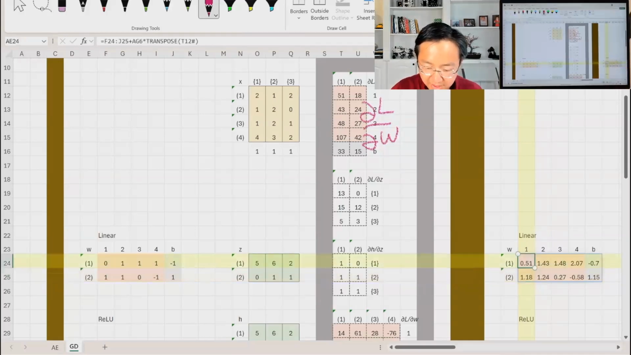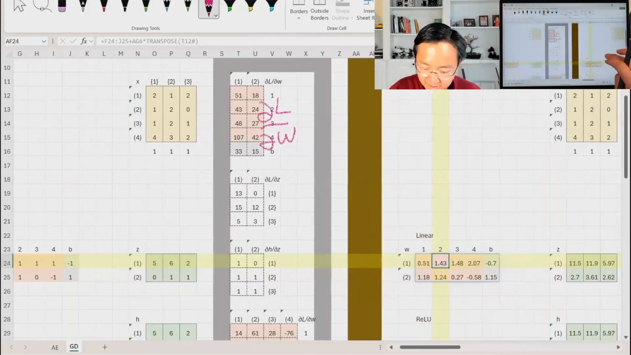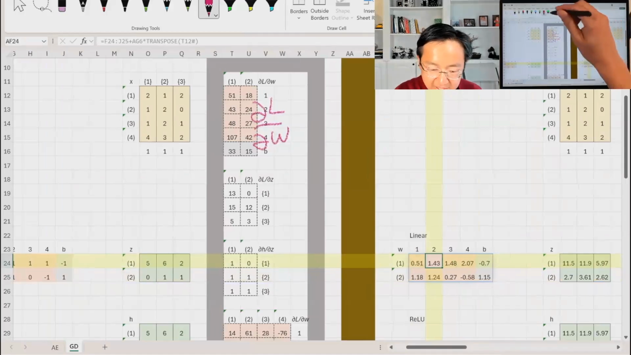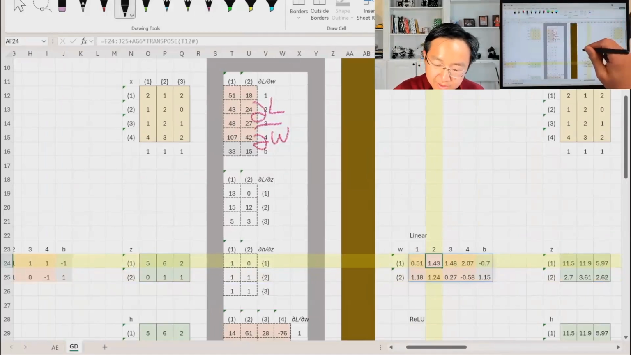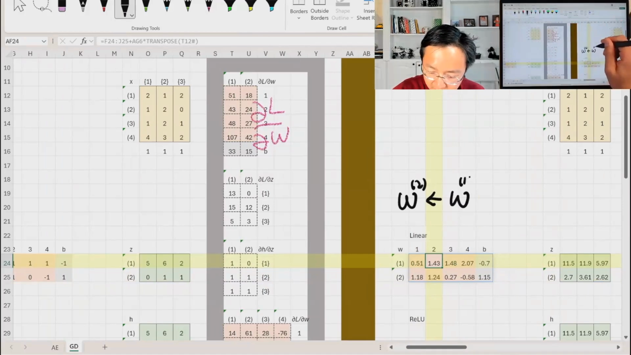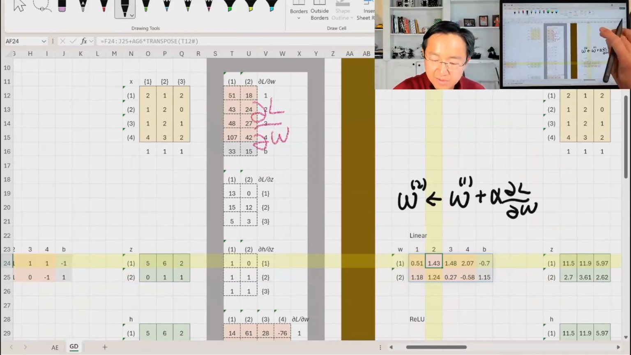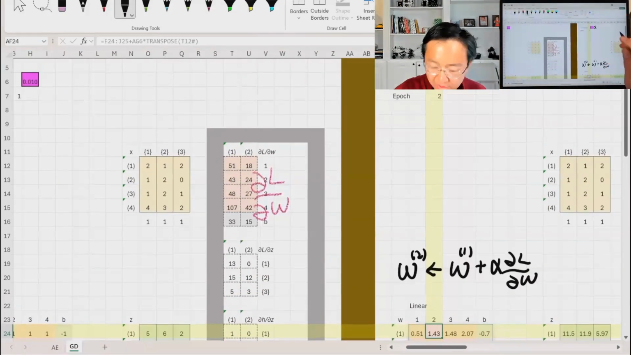So there's a new weight here. Okay, and 1 becomes 1.43. So this is a weight, all right? Just write down the equation: the new weight is going to be the previous weight, maybe use this epoch 2 to 1, plus the loss, this thing I just calculated, with my learning rate alpha. So this alpha over here.